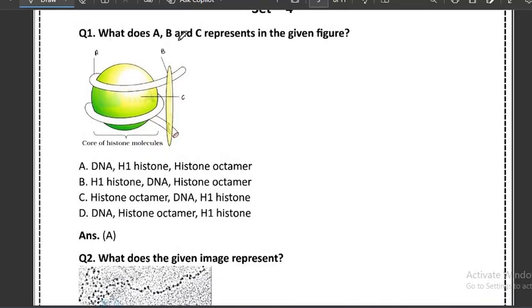Next question, what do A, B and C represent in the given figure? DNA, H1 histone, histone octamer. H1 histone, DNA, histone octamer. Histone octamer, DNA, H1 histone. DNA, histone octamer, H1 histone. Correct option is A, DNA, H1 histone, histone octamer.